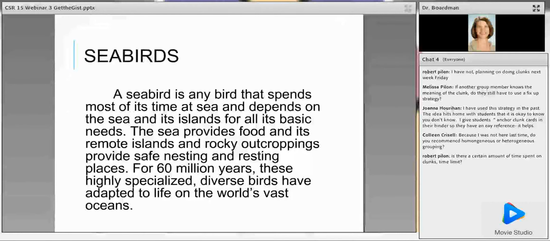A seabird is any bird that spends most of its time at sea and depends on the sea and its islands for all its basic needs. The sea provides food, and its remote islands and rocky outcroppings provide safe nesting and resting places. For 60 million years, these highly specialized, diverse birds have adapted to life on the world's vast oceans.